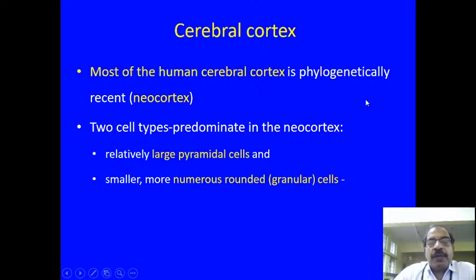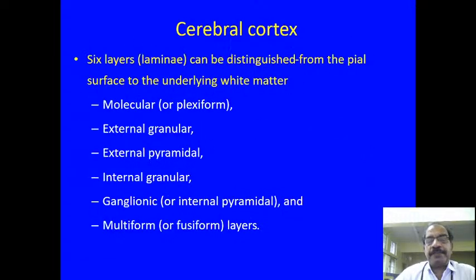So when we look at the brain of human beings, most of the brain is relatively phylogenetically new, or neocortex. Because of the evolution of human beings, there is more and more increase in the size and special functions of the brain. And if you look at the cortex of the brain, there are several types of cells. Two are relatively large in number. One is the large pyramidal cells, and slightly more numerous are the granular or rounded cells in the cortex. They have different types of functions according to the site in the brain.